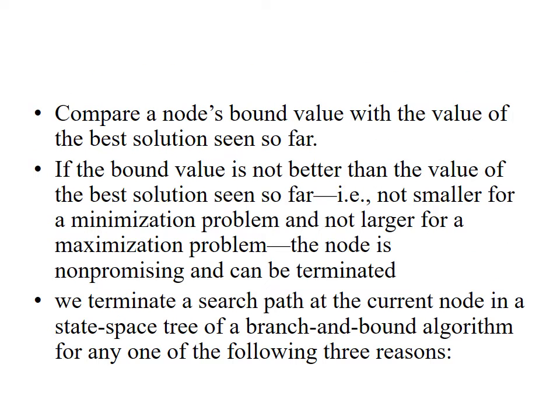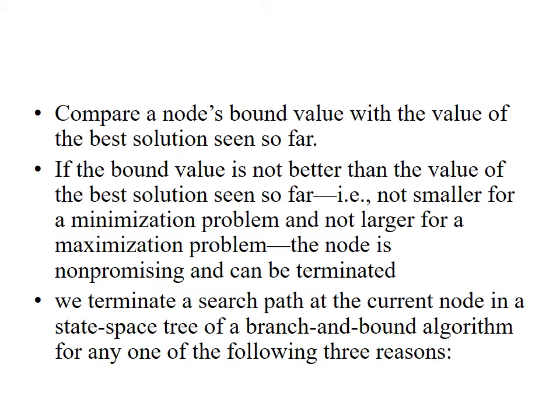In branch and bound, based on the bound function and the best value seen so far, we determine whether a node is a promising one or a non-promising one. If the bound value is not better than the value of the best solution seen so far, then the node is a non-promising one and we have to terminate it. Otherwise, we have to follow that node further.